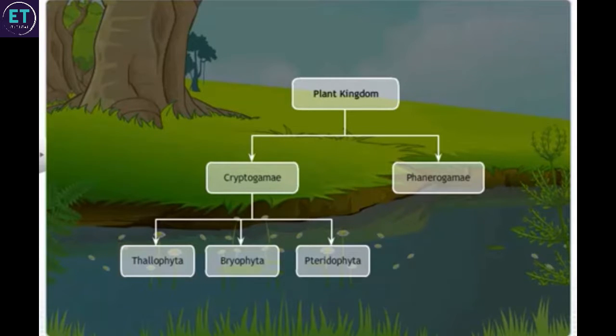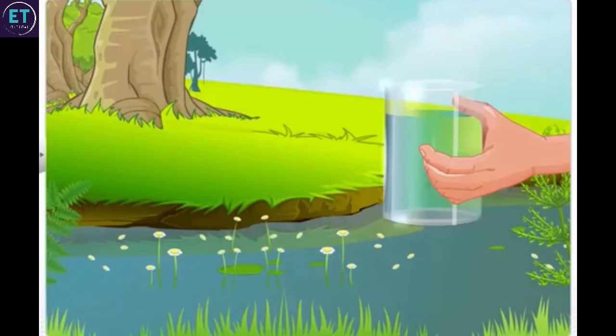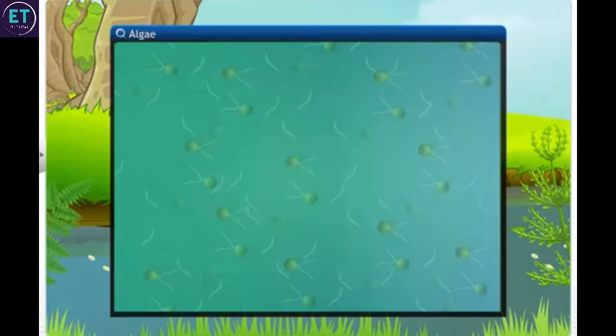Thallophyta are the simplest of plants that do not have a well-differentiated body design. They are mostly aquatic. Do you see something floating in that glass of water? That's algae. As you can see, algae do not have leaves, stems, or roots.